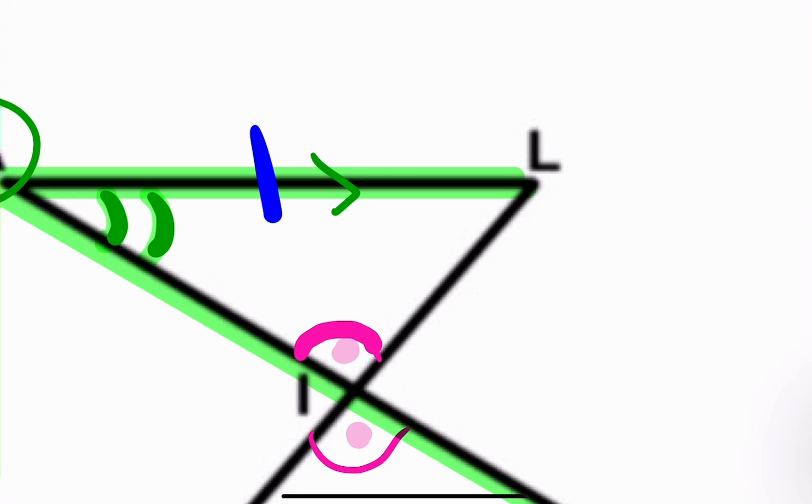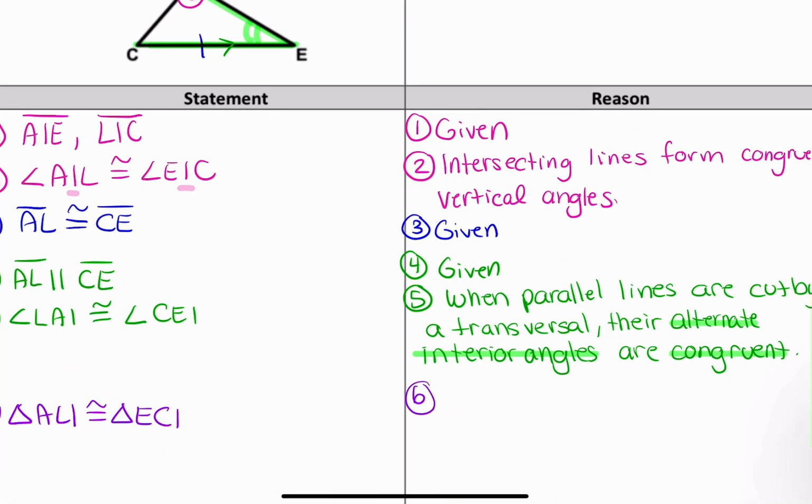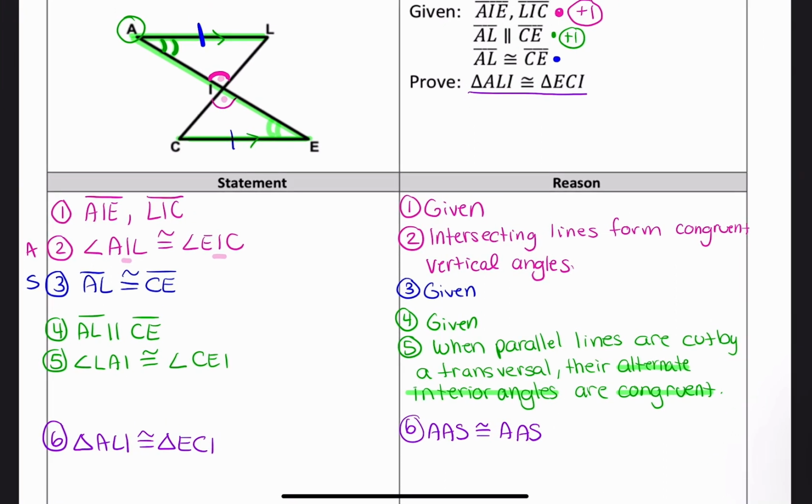So it's angle, angle, side in this case. So down here, angle, angle, side is congruent to angle, angle, side. So that is helping me. That is using parallel lines to get what I need to prove those two triangles congruent.